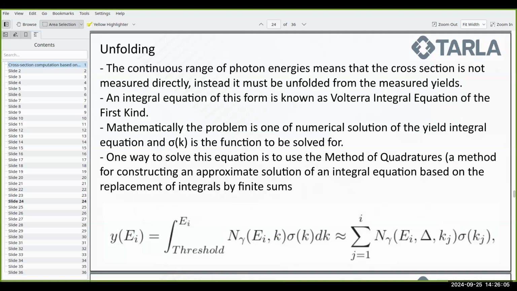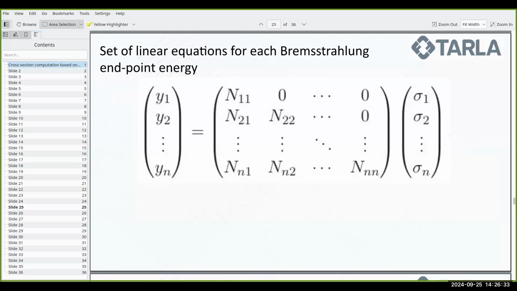If you took the theory, this type of integral equation that you see is known as a Volterra integral equation of the first kind. If you want to do a numerical solution, which is obviously something that you need to do with the experiments, it is the method of quadratures. This method constructs an approximate solution based on the replacement of the integral with sums. You see the formula written out at the bottom. Once you do that, you get a system of equations.